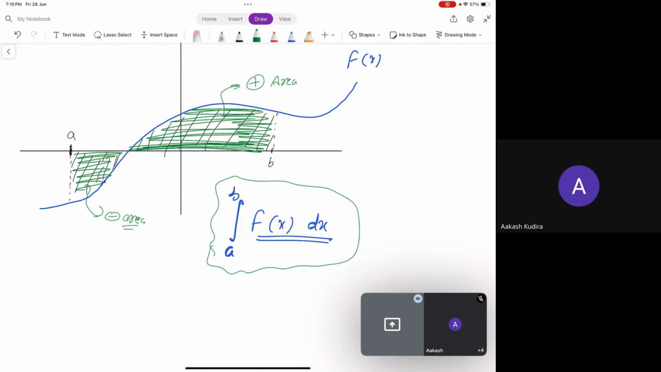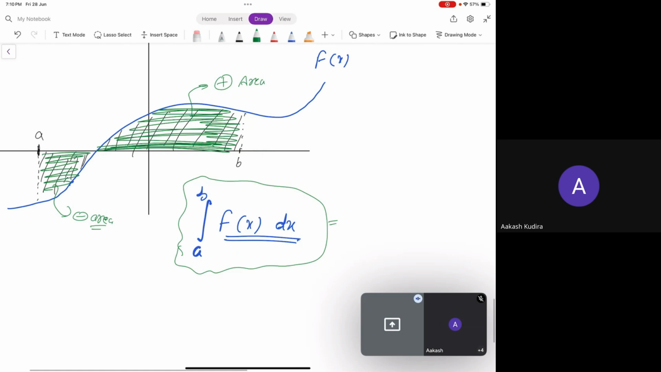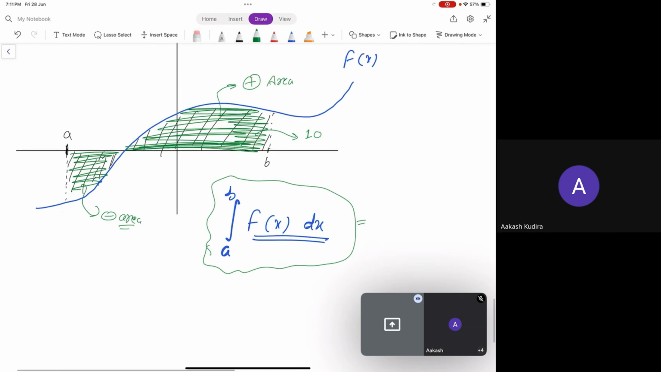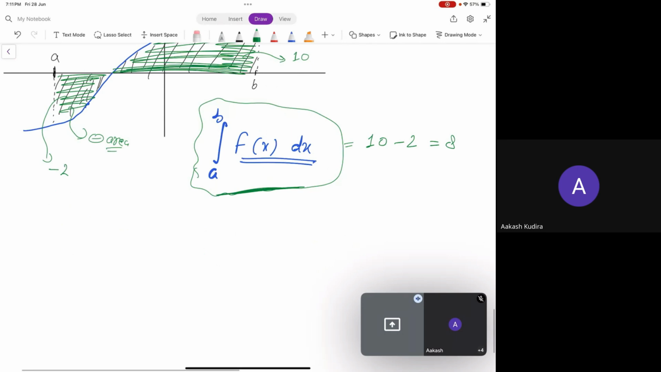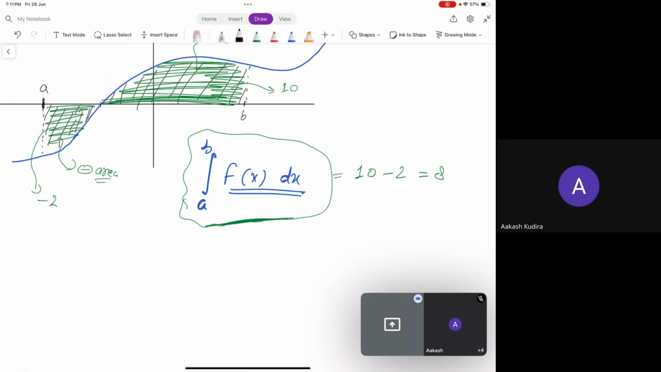Now if you write this, for example the value of this area is, let's say, 10, and the value of this area is, let's say, minus 2. Then the value of the integration from a to b will be 10 minus 2 equal to 8. But if you want to calculate the exact area, which is called geometrical area, then for example this is point C.